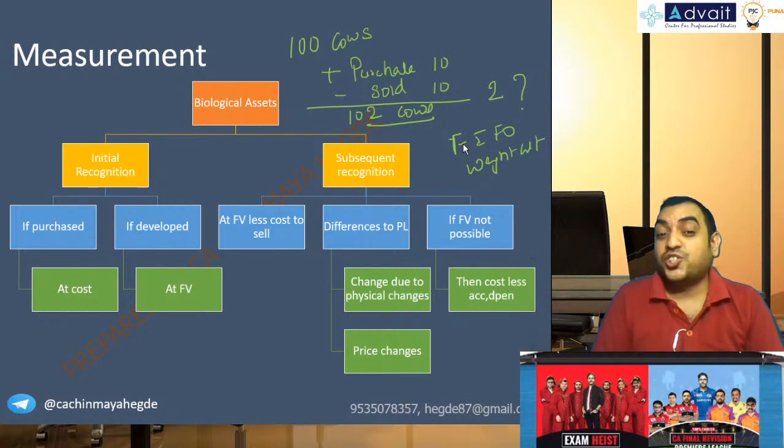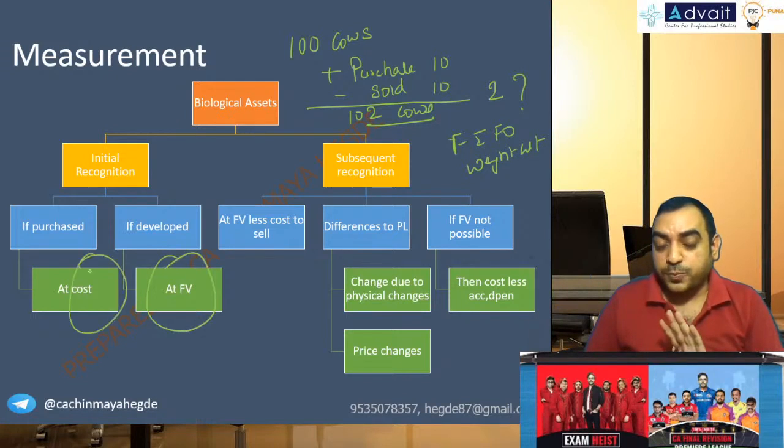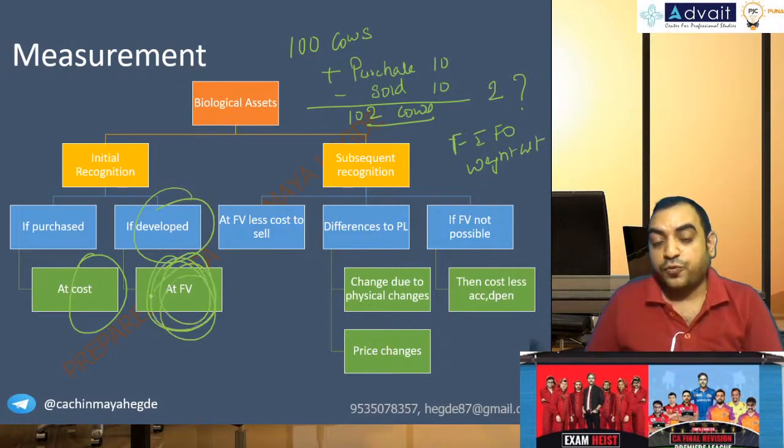How can you calculate the value of those 2 cows? They are like bonus shares. You can't calculate them. That's why the standard says let's not go for cost basis. If it is developed, for biological assets, let's go for fair value basis.